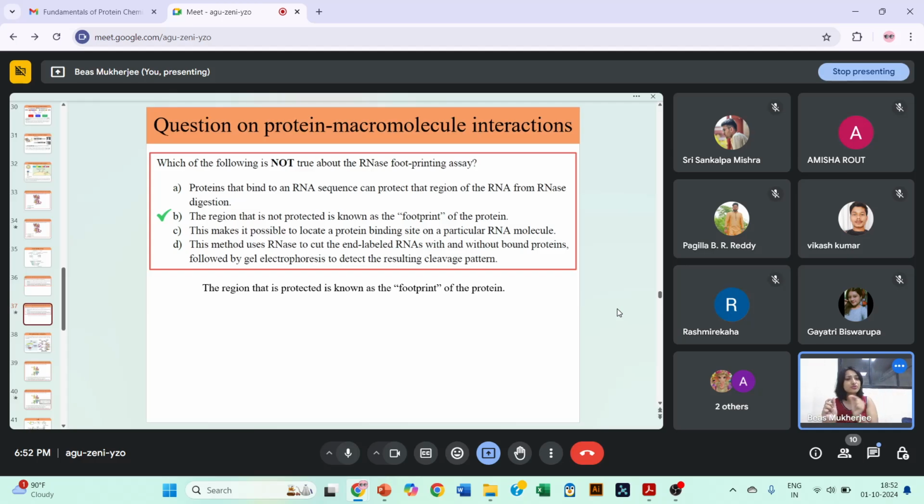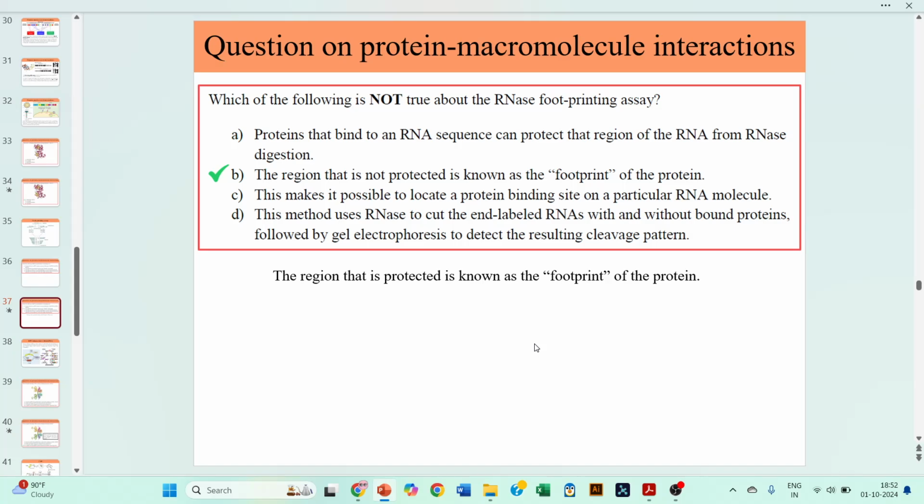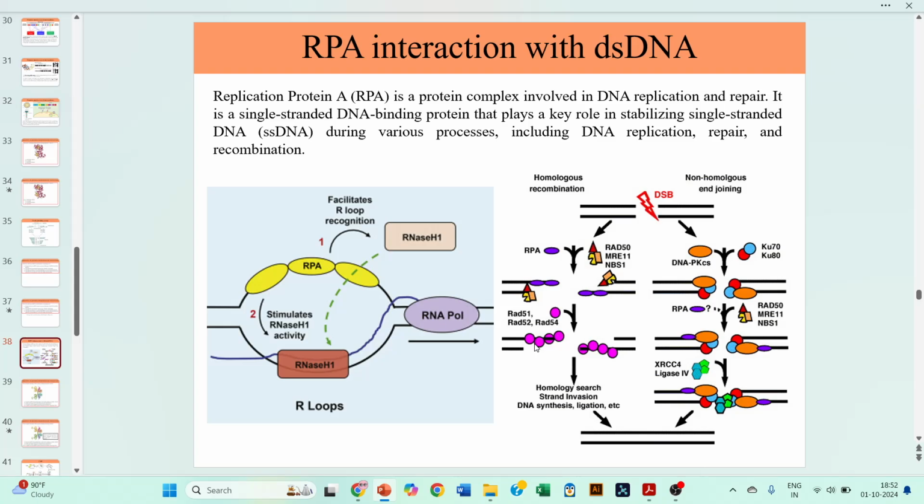The rest of it will be so tiny that it will be very difficult to see on the gel. But the footprint will be relatively bigger and you can go for sequencing. Alright, so that is one important step: cross-linking and decross-linking come in. Now we will talk about replication protein A.